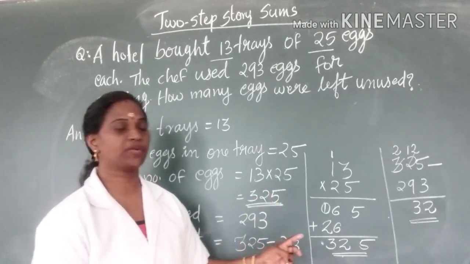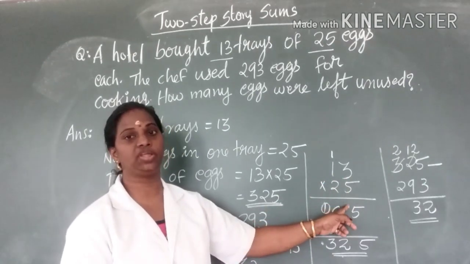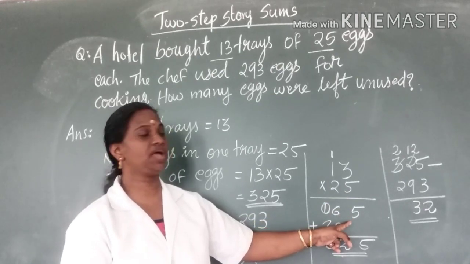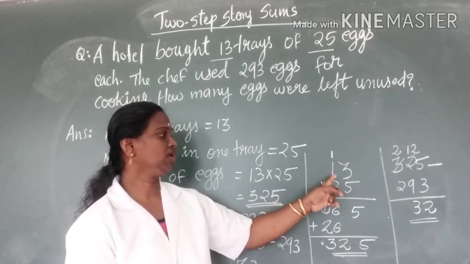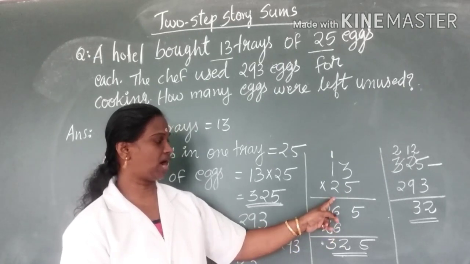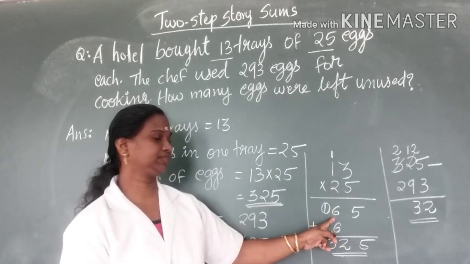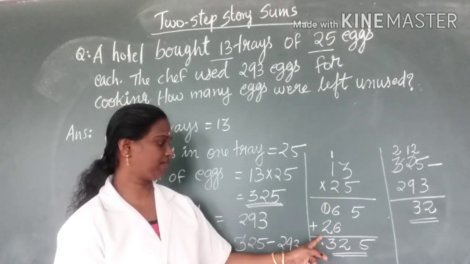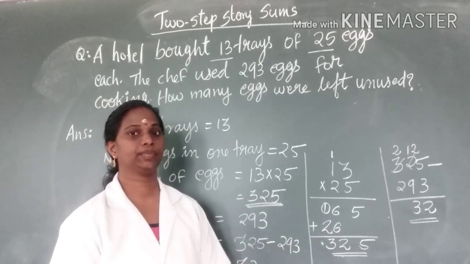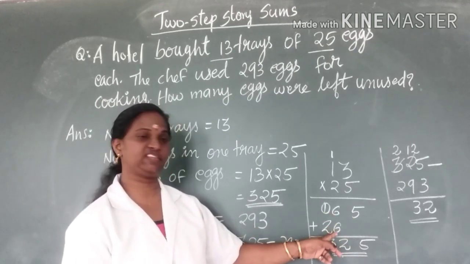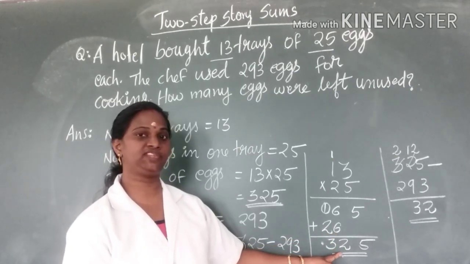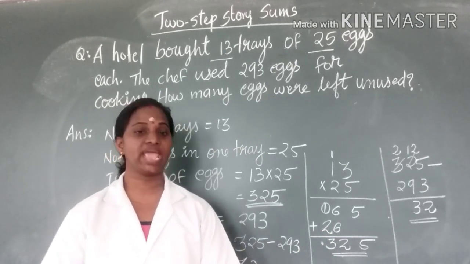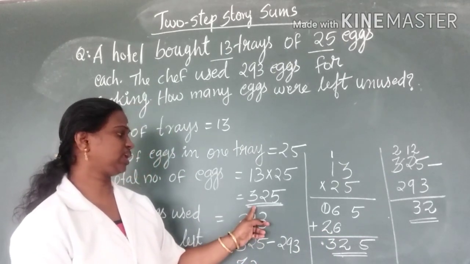Here I am doing all the calculations. See here, 13 into 25. 3 into 5, 15. 5 is here, 1 as carry over. 1 into 5, 5. 5 plus 1, 6. Then 2 into 3, 6. 2 into 1, 2. Then bring down 5. 6 plus 6, 12. 2 is here, 1 carry over. 1 plus 2, 3. So total number of eggs is equal to 325.